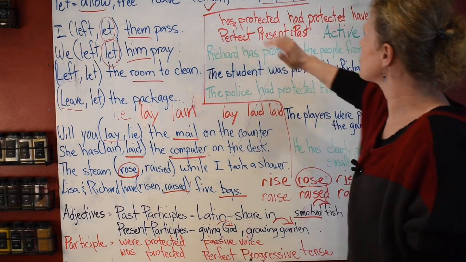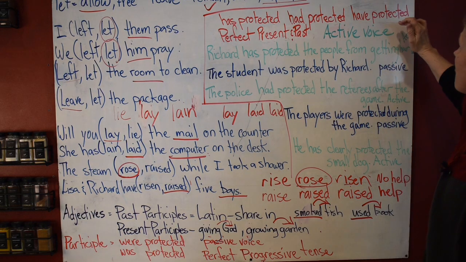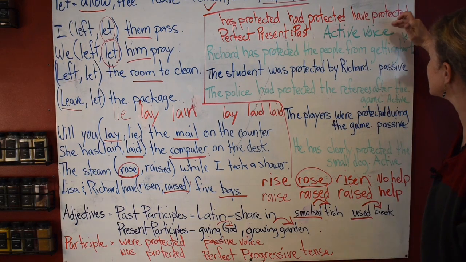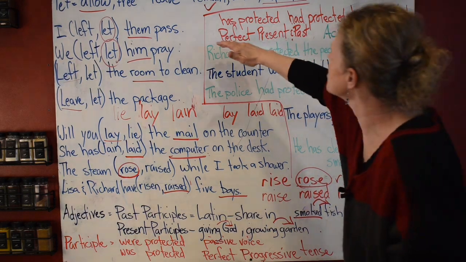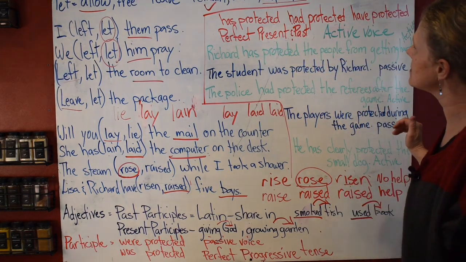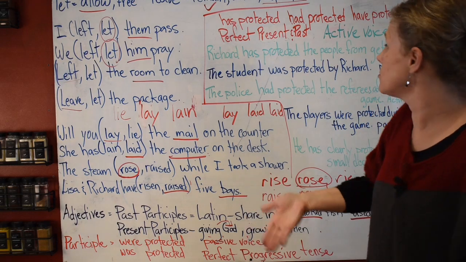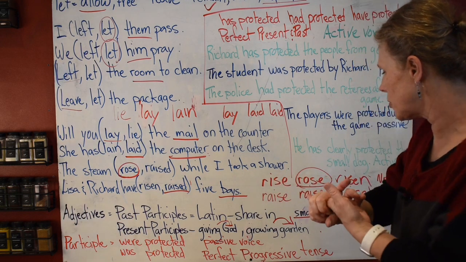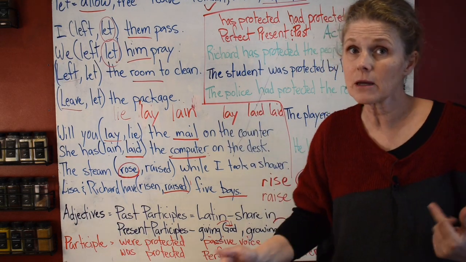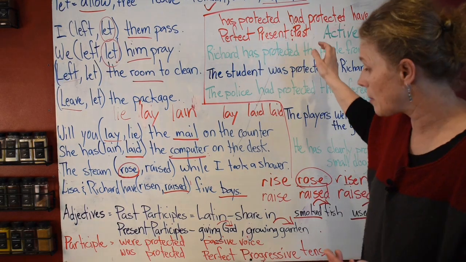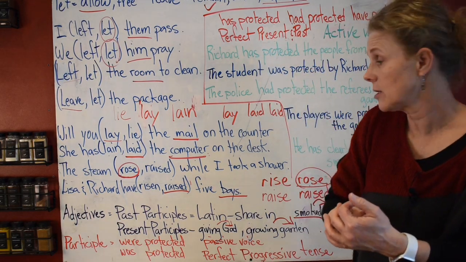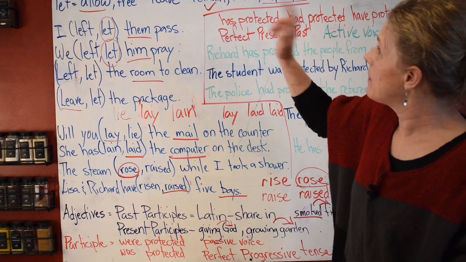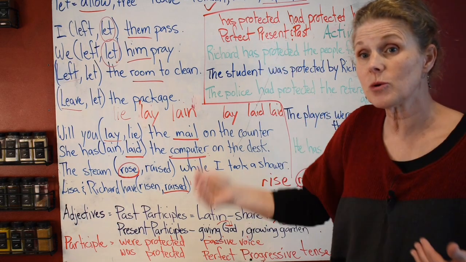We have has protected, had protected, have protected. This is going to put us in the perfect present and the past. That puts us in active voice. So if you're understanding the perfect present and the past, that is going to put you in active voice. So if you're struggling on understanding how to put something in passive voice, active voice goes with the perfect present or past. Passive voice, you're using your was and were with your past participle. And that puts you in the passive voice.